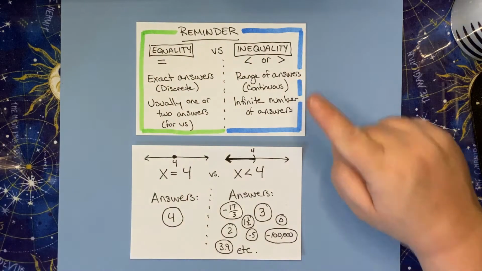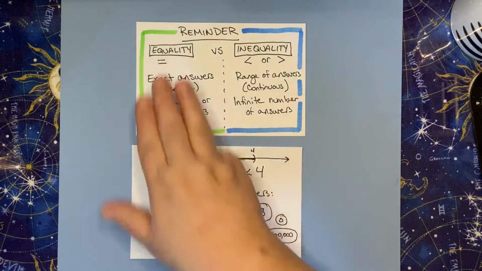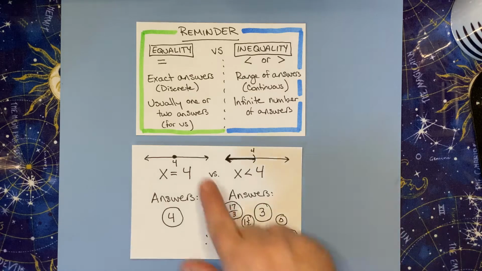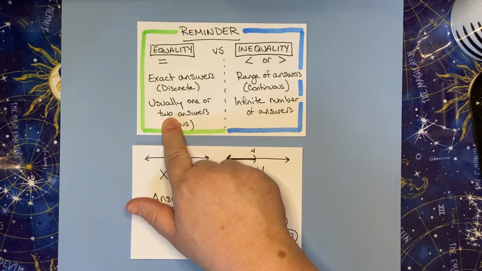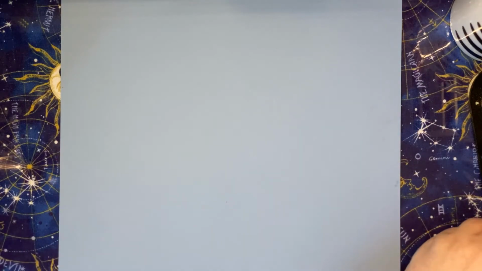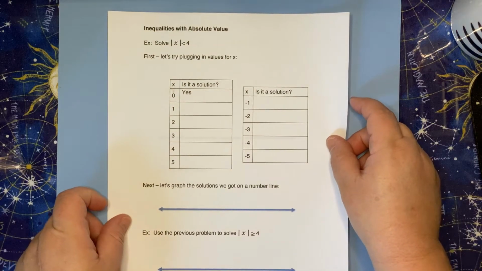In the first part of 4.3, we were working with equalities. So we were coming up with exact answers. And for absolute value, that meant 2 answers. Now we're going to be moving into inequalities with absolute value.